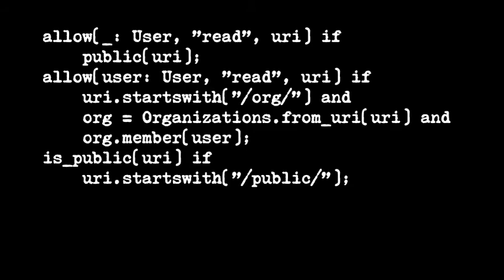Wait, you can make more than one rule for one of these functions? Not a function, a predicate. See, these are just different rules. If any of them is true, then allow is true.